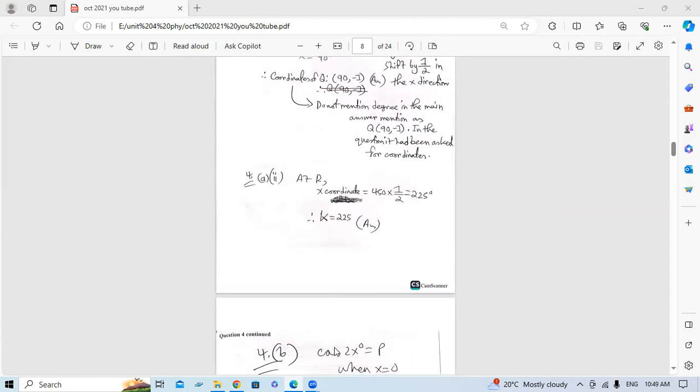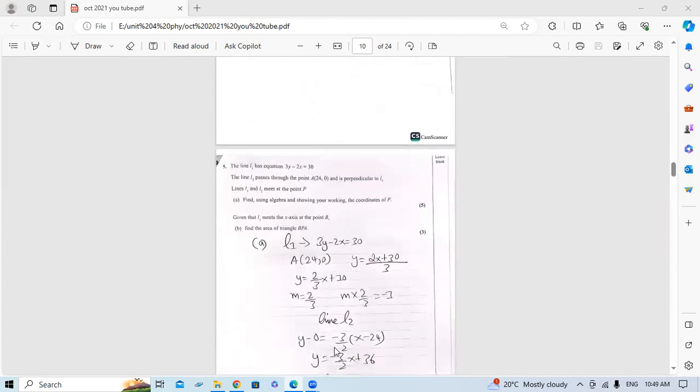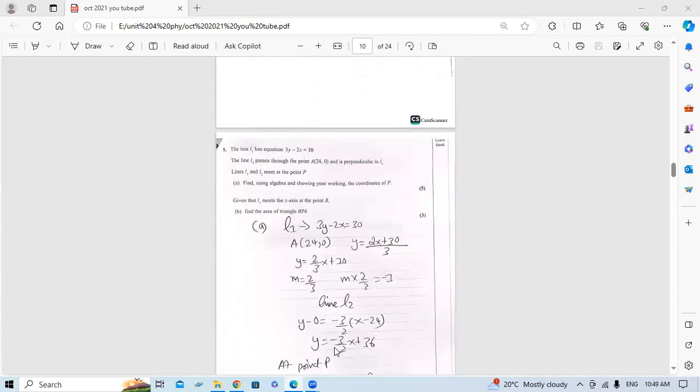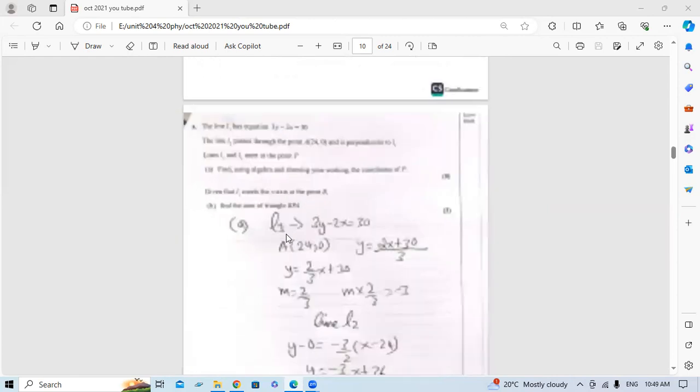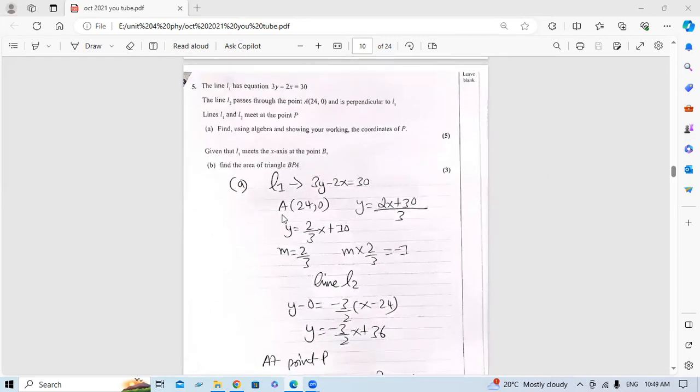Let's move on to question number 5 right now. In question number 5, it has been asked that the line L1 has equation 3y minus 2x equals 30. The line L2 passes through the point A, which has coordinates (24, 0), and is perpendicular to L1. Lines L1 and L2 meet at the point P. Find, using algebra and showing your working, the coordinates of P.